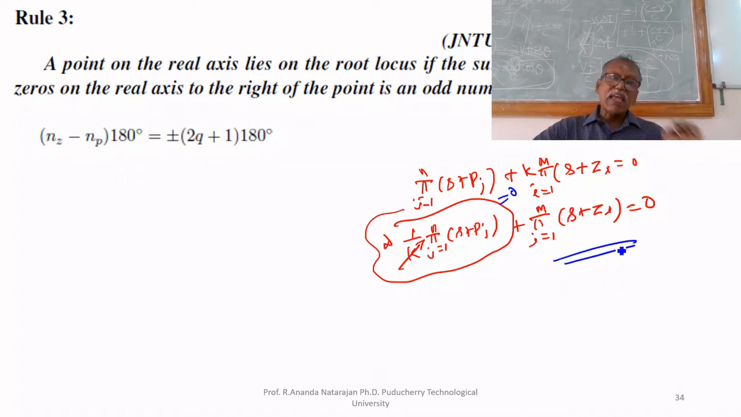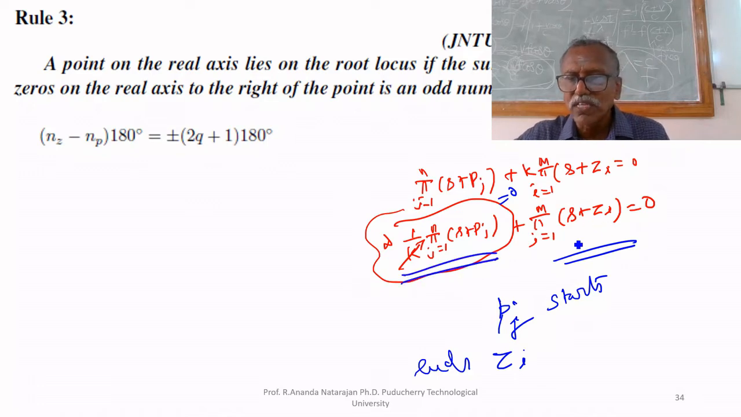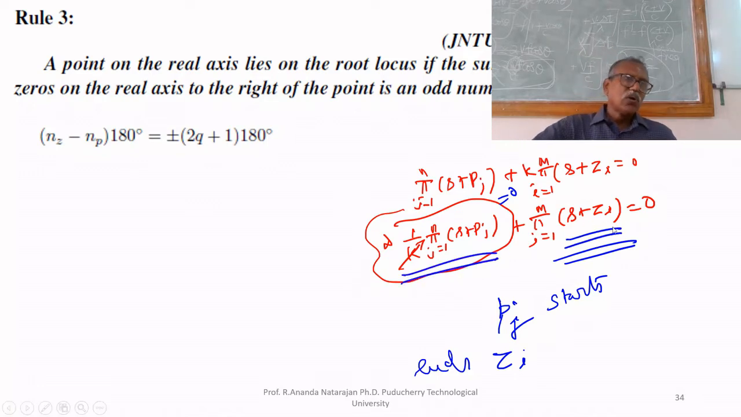Therefore, when K equal to 0, it starts at the poles, and when K equal to infinity, this part becomes 0 and this part alone is there. We can say that the root locus branches start at the Pj's and end at the Zi's. Therefore, root locus branches will end at open loop zeros and start at open loop poles.